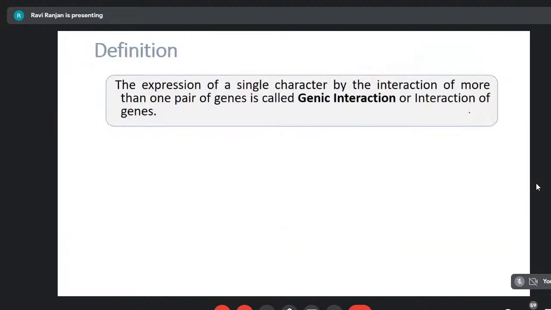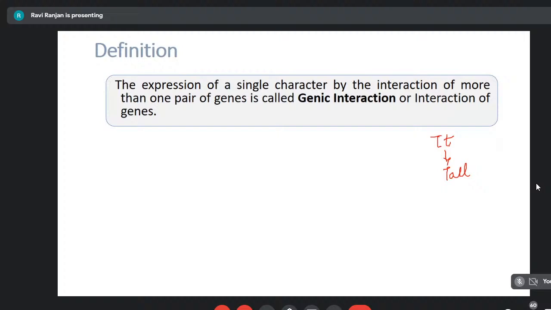If I say the genic interaction definition, basically genic interaction is the expression of a character by the interaction of more than one pair of genes. That is known as interaction of genes or genic interactions. So till now, when we have studied Mendel's inheritance, we have seen that there are always two alleles responsible for handling a character, say, for example, the height of a plant, right?